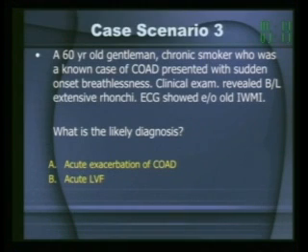Now in this example, a 60-year-old gentleman, chronic smoker, known case of COAD, presented with acute shortness of breath. Clinical examination revealed bilateral bronchi. Blood pressure was normal. So what is the diagnosis? Whether it is COAD with acute exacerbation or it is acute LVF. Now clinically it is not possible to make this differentiation.